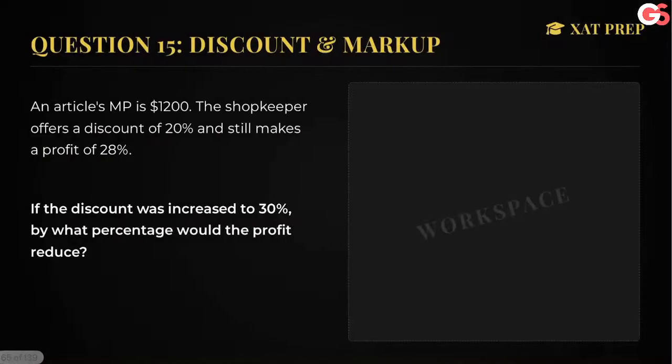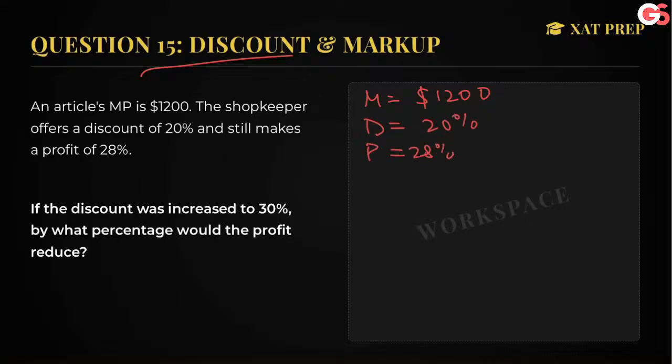D is 28. An article MP is $1200. Discount of 20% is given. Profit of 28% is made. Discount was increased to 30%. By what percentage will profit reduce? ठीक है, हम फिर से वही कर लेंगे.